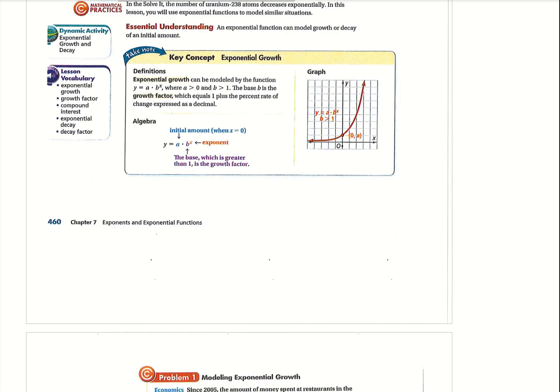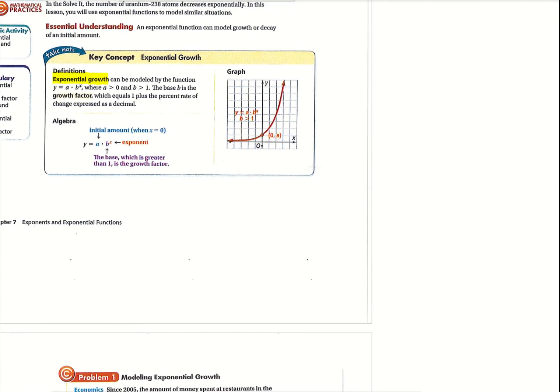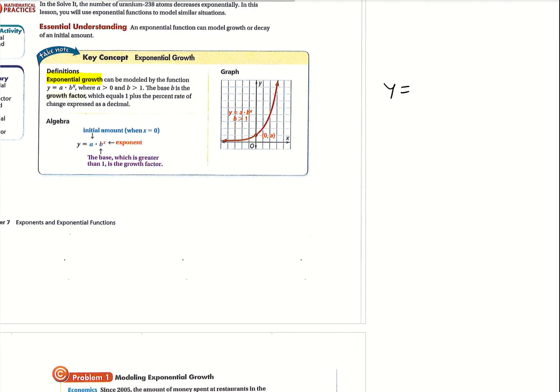Okay, so first off, we have exponential growth. Exponential growth is that same kind of form that we saw previously in 7.6. So we have a times b to the x. Again, our exponent is our variable. That's what makes it exponential. And b is always going to be greater than 1 whenever we have exponential growth. Also, b is called our growth factor.